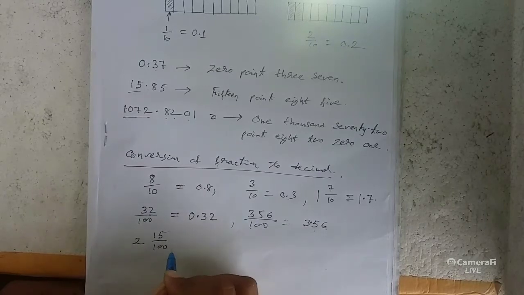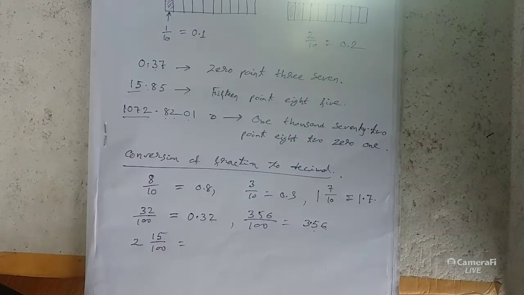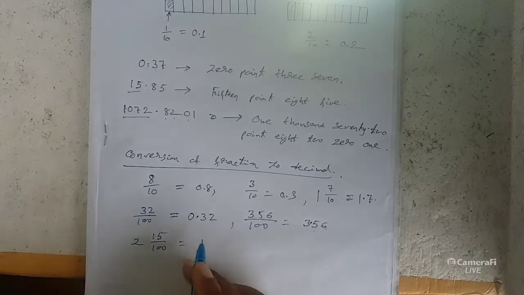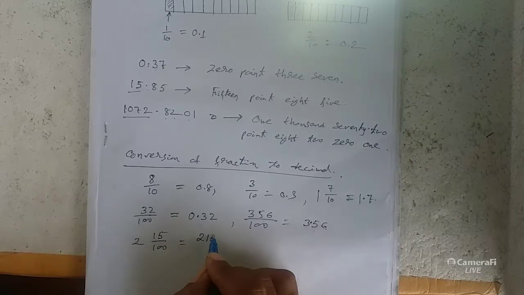Now, suppose the number is 2 whole 15 by 100. So what can we do? First we will convert this mixed fraction into an improper fraction. So 200 plus 15, the numerator becomes 215 by 100.